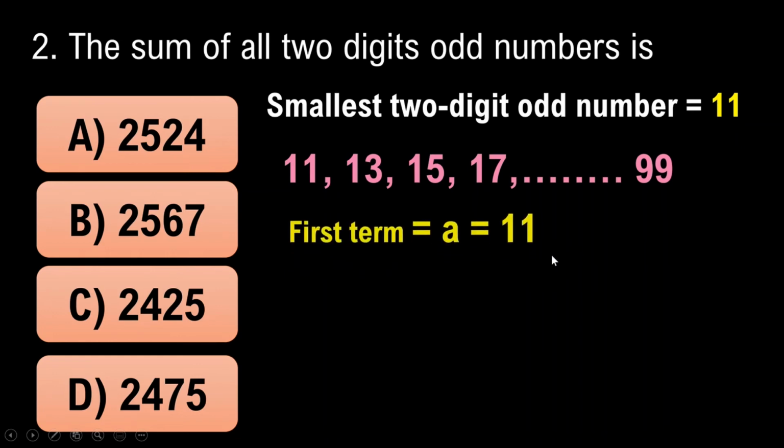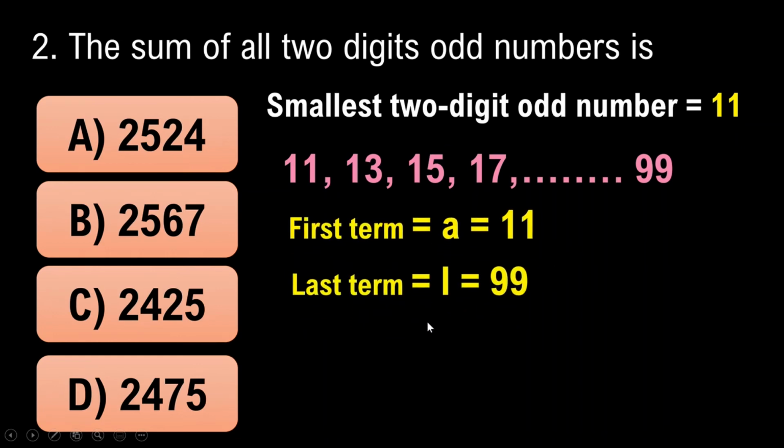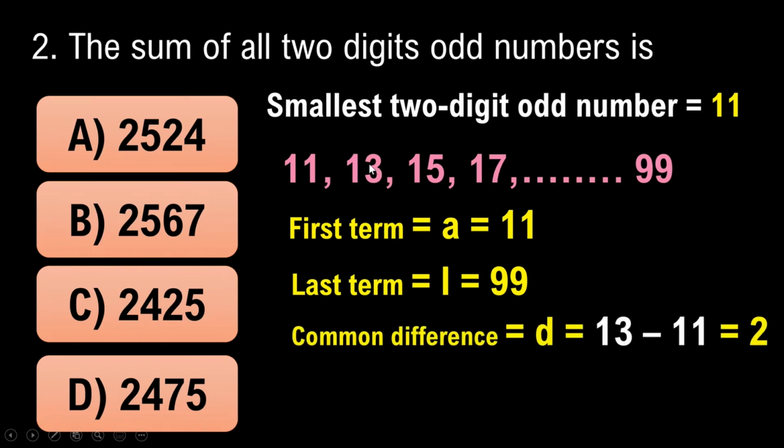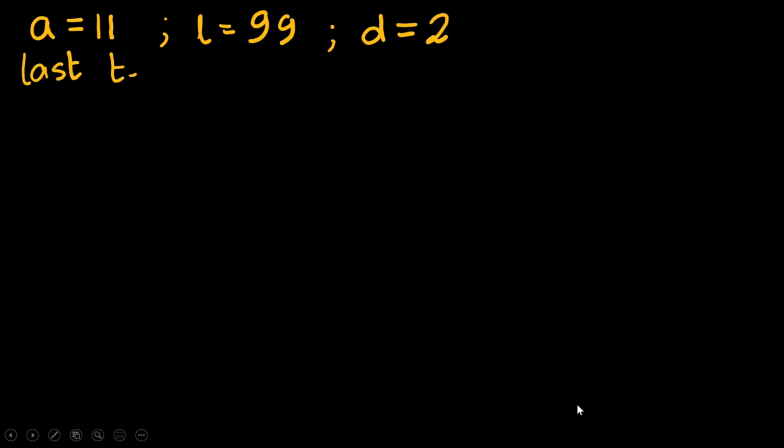So what is the first term? We know that it is 11. What is the common difference, or the last term? The last term is 99, and the common difference is 13 minus 11, again the next term minus the previous term, that is 2. So we can calculate Sn using this formula. We know that Sn is equal to n by 2 times (a plus l), right? So here a is 11, l is 99 and d is 2.